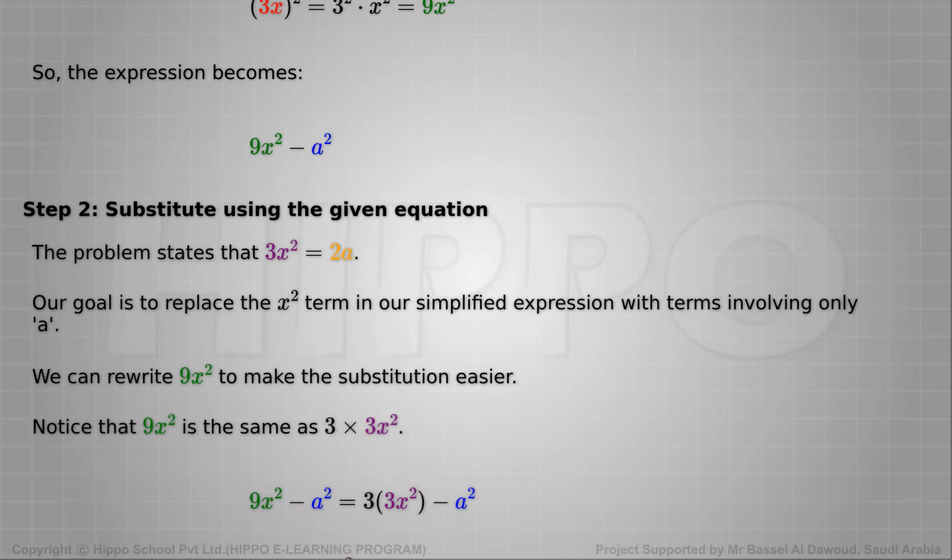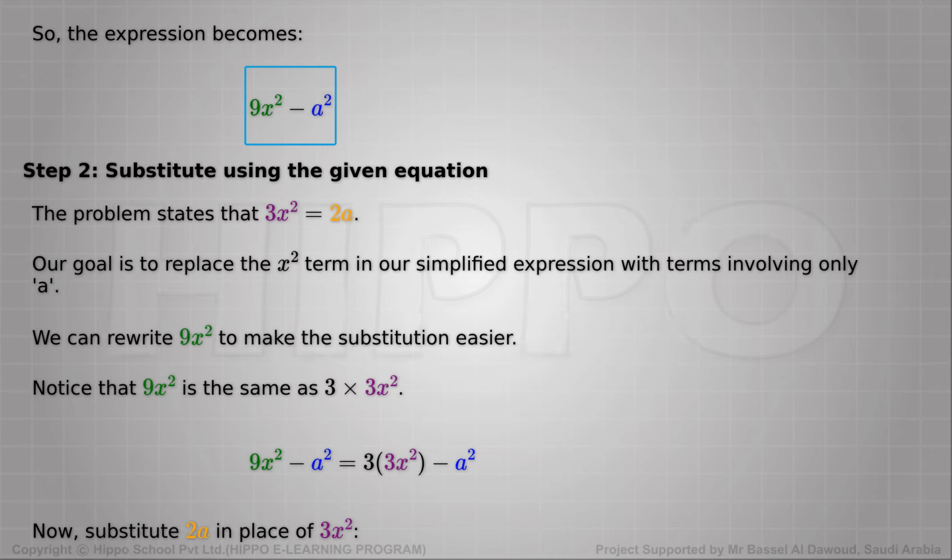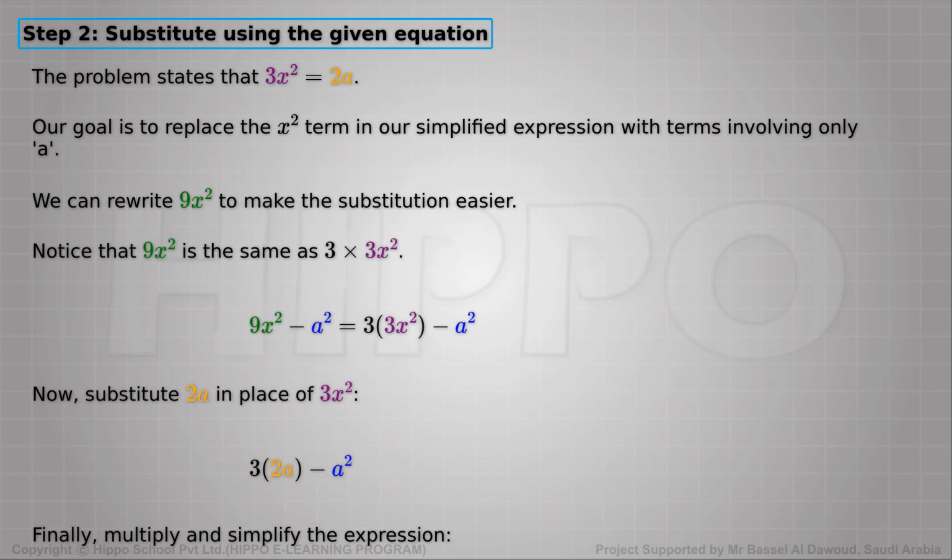So after applying the difference of squares formula and simplifying, our original expression has now become 9x squared minus a squared. This is much cleaner and easier to work with. This concludes step 1. All right, let's move on to step 2.